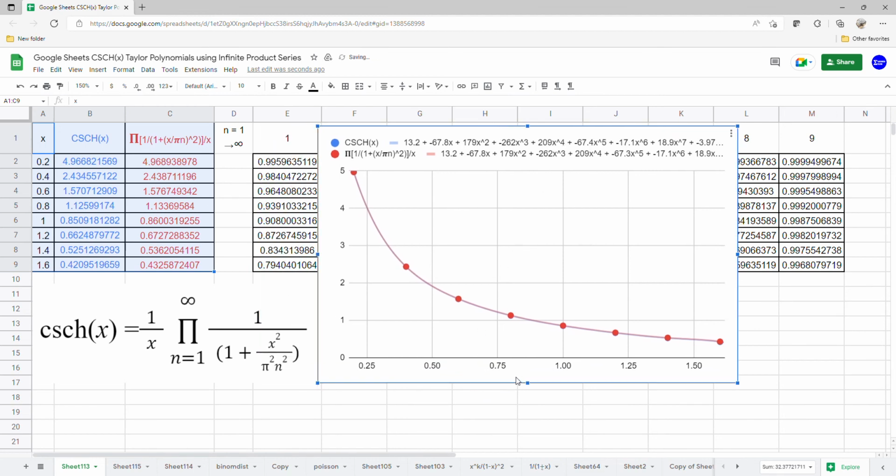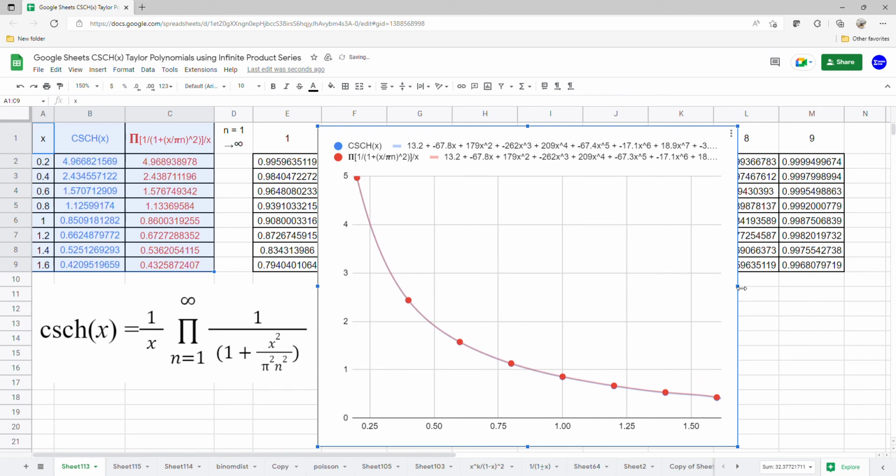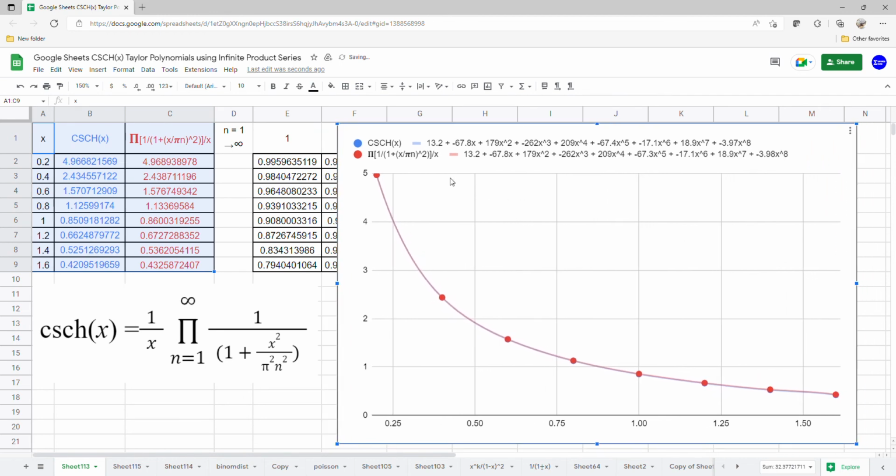You'll notice the trend lines are collinear. And the polynomials are almost the same. So 13.32 minus 67.8x plus 179x squared minus 262x cubed plus 209x to the fourth minus 67.4, and this one is minus 67.3. So there's an error now. Minus 17.1, minus 17.1 x to the 6, 18.9 x to the 7, 3.97, minus 3.97, minus 3.98 x to the 8.